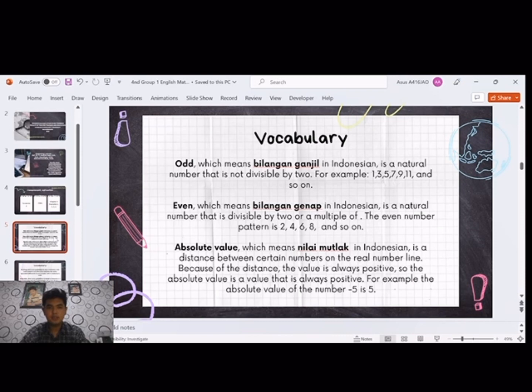Next is absolute value, which means nilai mutlak in Indonesian. It is a distance between certain numbers on a real number line. Because of the distance, the value is always positive. So the absolute value is a value that is always positive. For example, the absolute value of the number -5 is 5.